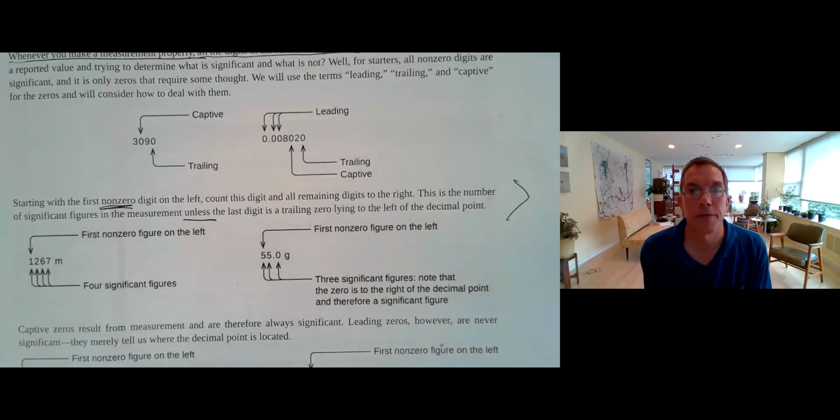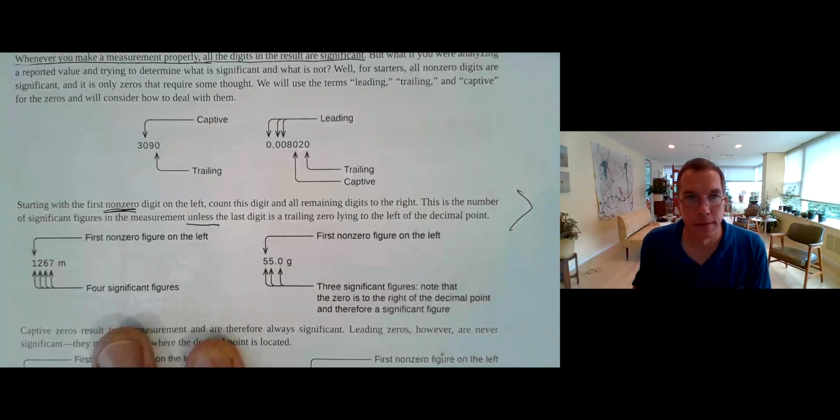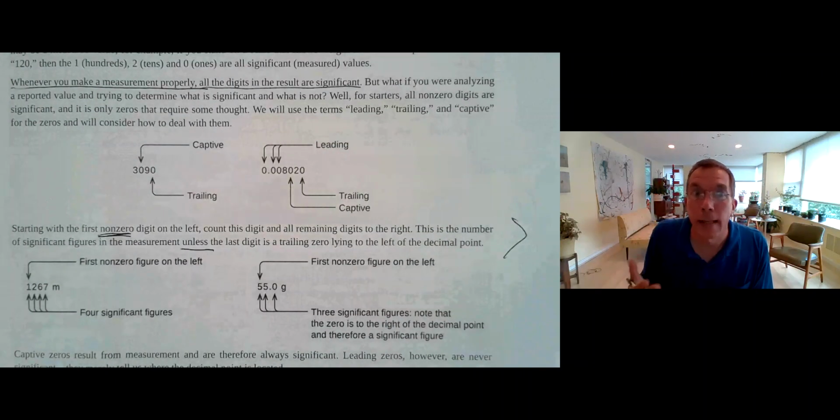So, okay, starting with the first non-zero digit. What does that mean? Something that isn't zero. So did you key into that non-zero word? Because this is the rule. This is telling us how we're going to count significant figures, which is an important thing.